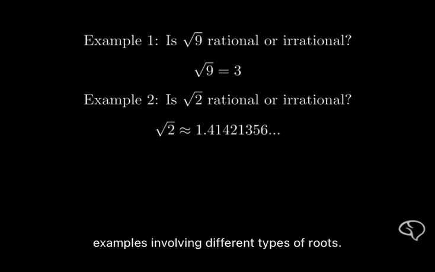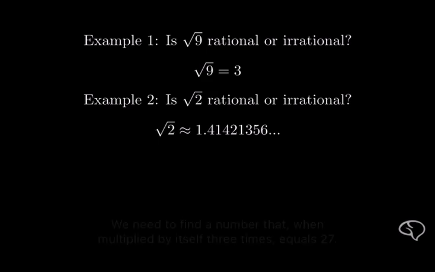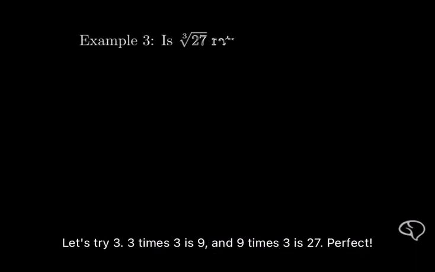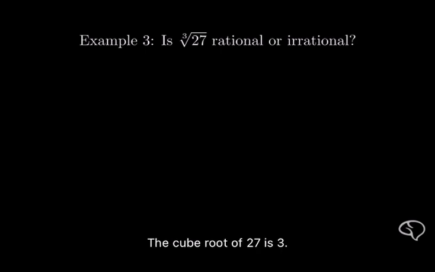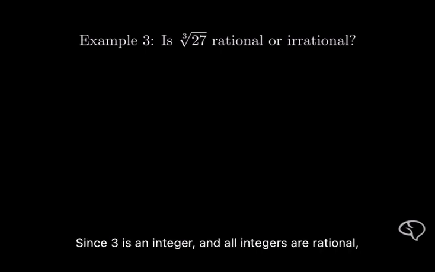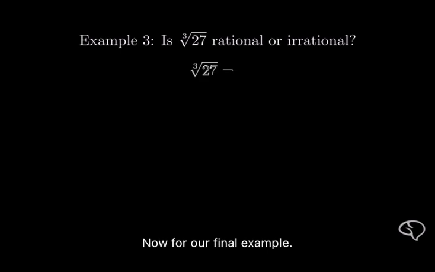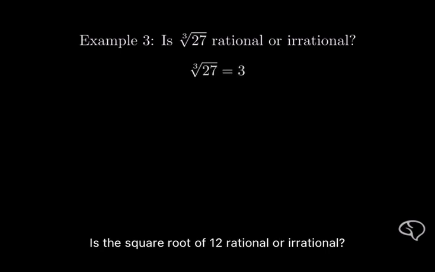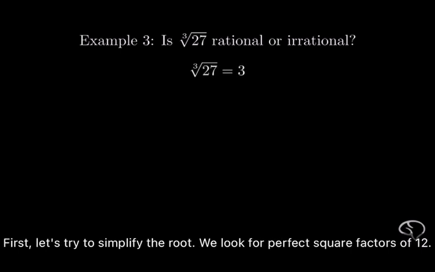So the rule is, if the root simplifies to a whole number, it's rational. If it doesn't, it's irrational. Let's practice this with a few more examples involving different types of roots. First, let's consider the cube root of 27. We need to find a number that, when multiplied by itself 3 times, equals 27. Let's try 3. 3 times 3 is 9, and 9 times 3 is 27. Perfect. The cube root of 27 is 3. Since 3 is an integer, and all integers are rational, the cube root of 27 is a rational number.